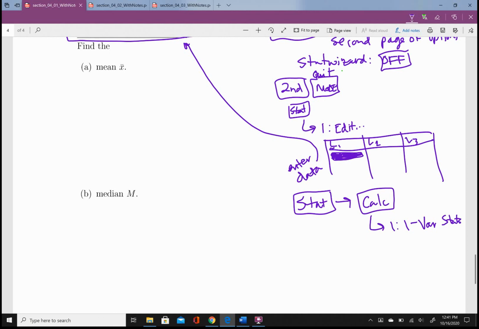Okay, and then you'll see on your home screen at that point it'll say 1-Var Stats and a little cursor, blinking.